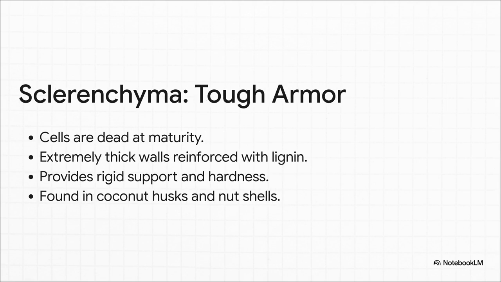And finally, for the ultimate heavy-duty toughness, we have sclerenchyma. Now get this, these cells do their job when they're dead. Their only purpose is to leave behind their incredibly thick and tough cell walls, which are reinforced with a substance called lignin. It's kind of like biological concrete. This makes them super hard and super strong. This is the tissue that makes up the husk of a coconut or the hard shell of a nut. It is literally the plant's armor.